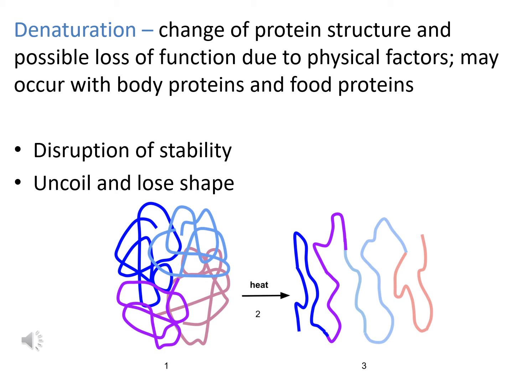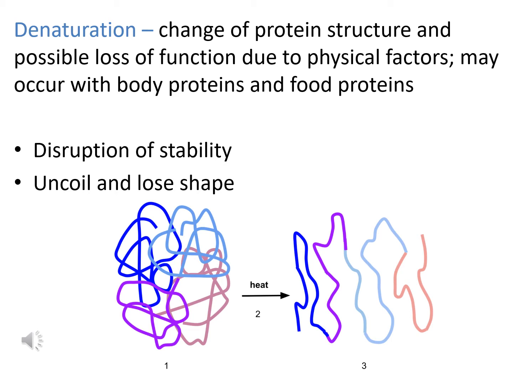Denaturation is defined as the change of protein structure and possible loss of function due to physical factors. These physical or environmental factors can include exposure to heat, changes in pH, exposure to alcohol, heavy metals, as well as other substances. This process occurs with both body proteins as well as food proteins.